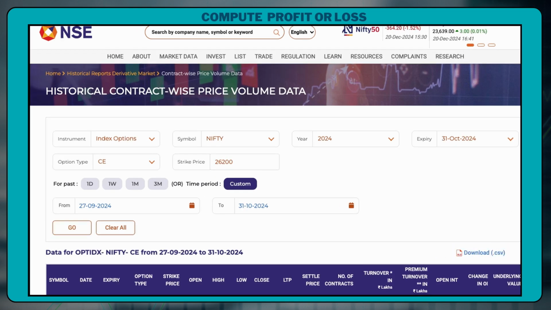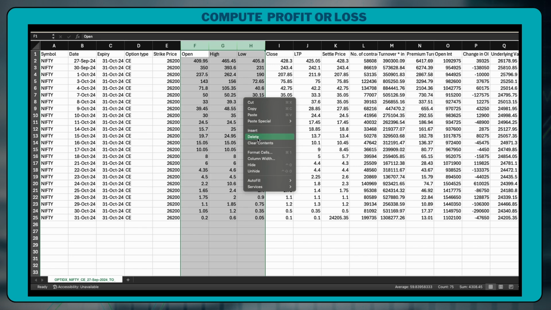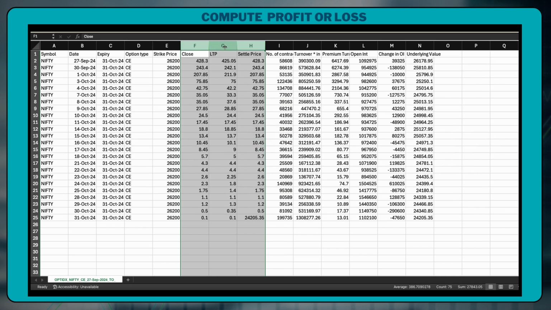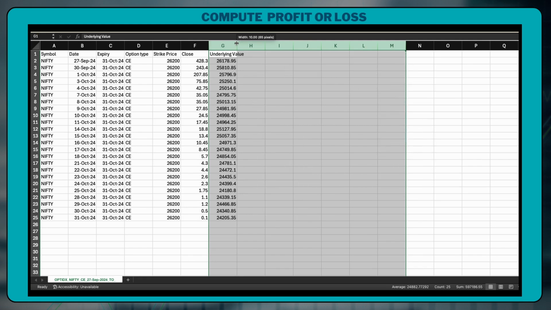Open the file. Now you can see the data of Nifty call options for the strike price 26,200 for the entire month of October 2024. Retain only the symbol, date, expiry, option type, strike price, close and underlying value. Delete the other columns and rename the close as premium.